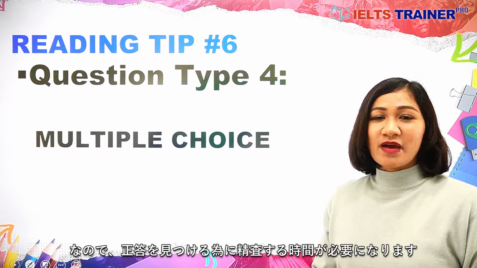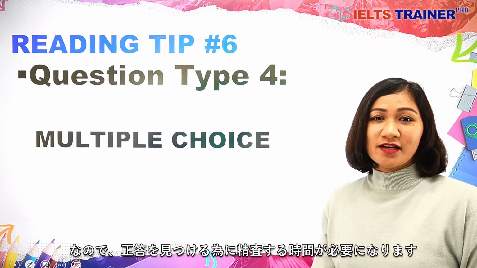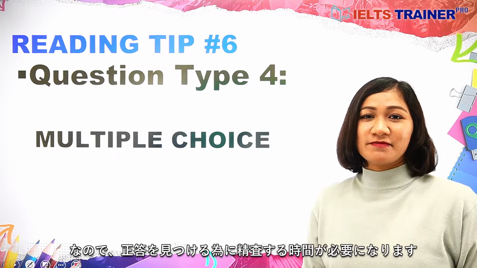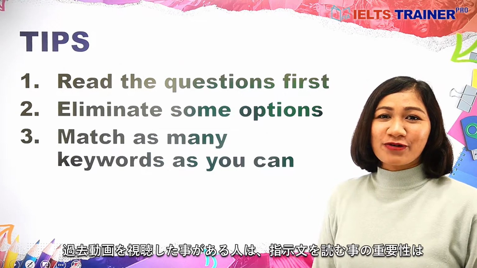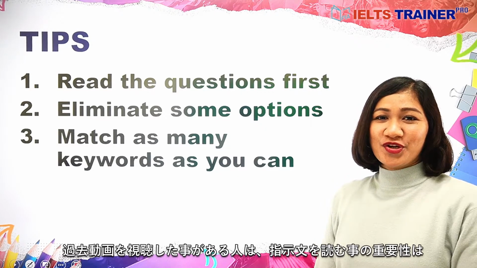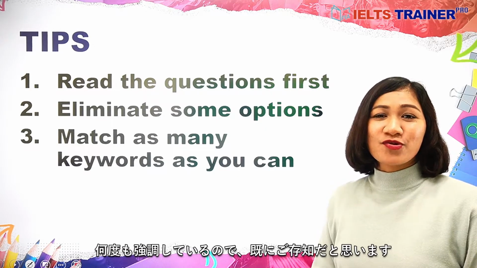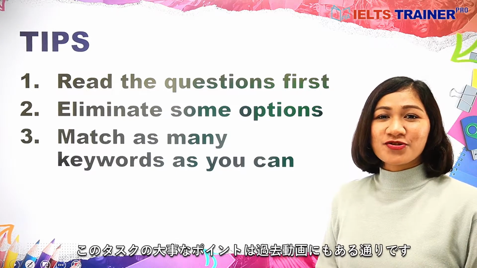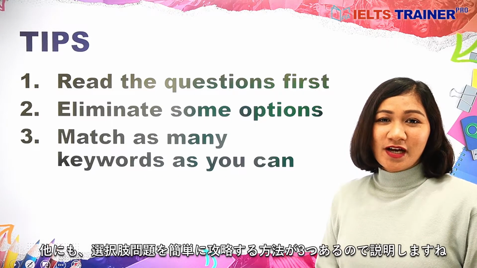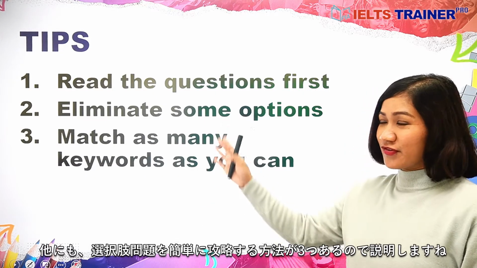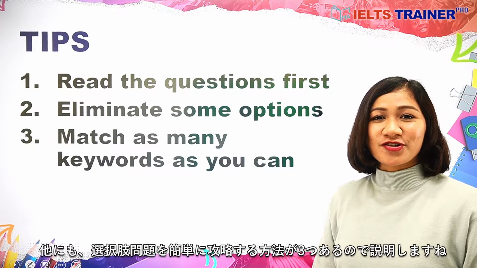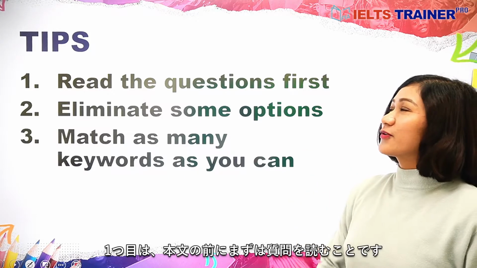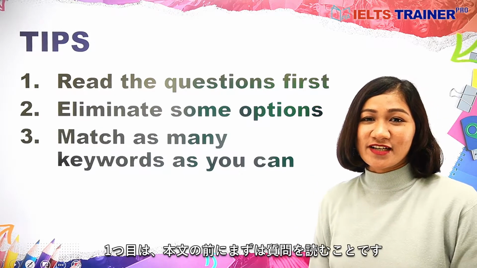Therefore, we have to spend much more time reading in detail in order to find the specific information that gives us the correct answer. If you've been watching our previous video lessons, you would know how we always emphasize the importance of reading the instructions first. In this task, we will not fail to remind you of this. However, besides this tip, here are some more things that you can do in order to answer the multiple choice questions easily. Number 1 is to read the questions first before the text.